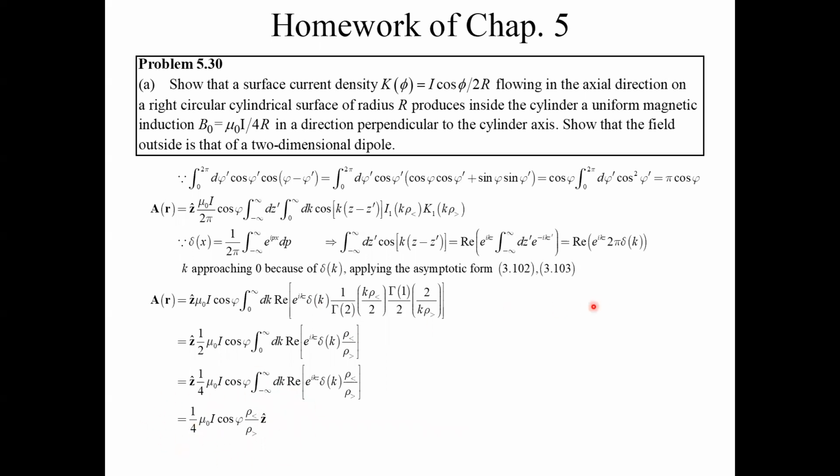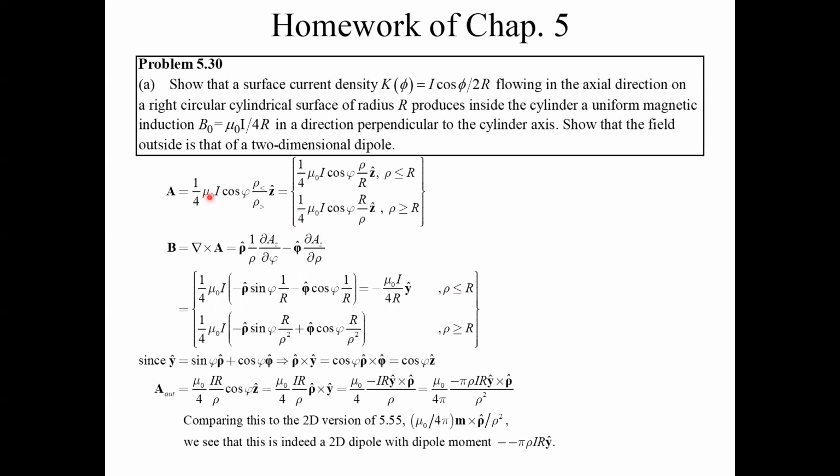And next, our vector potential inside and outside has the form like this, and next we calculate our magnetic field easily. We have the answer here, and finally we check our outside vector potential, and sort it into the form of the dipole.